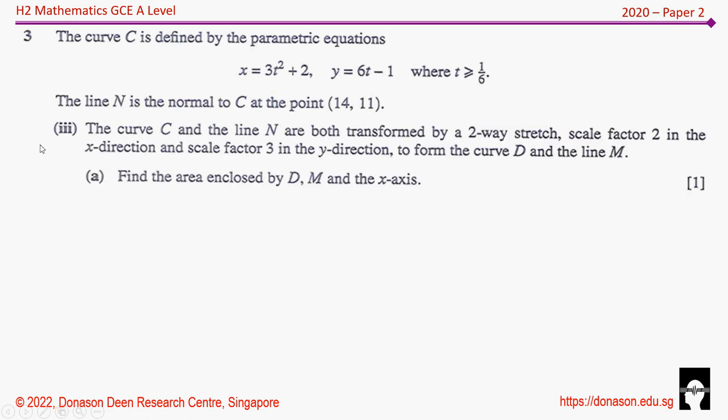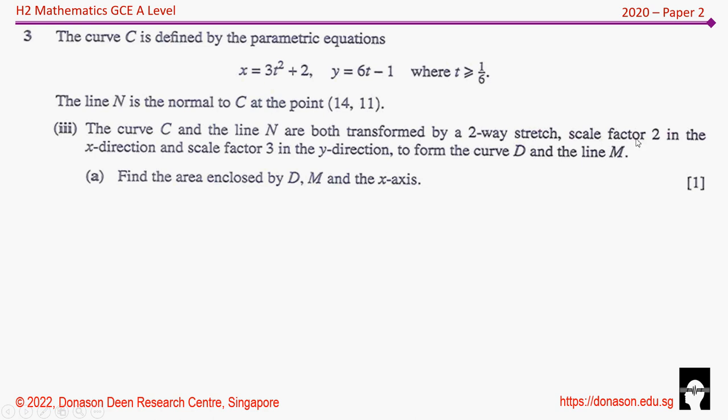Let us now go for part 3. Part 3 says the curve C and the line N, which is the normal, are both transformed by a two-way stretch, by a scale factor of 2 in the x direction and by a scale factor of 3 in the y direction, to form a second curve D and the line M. So the question is asking what happens to the area enclosed by D, M and the x-axis. D is the transformed curve.